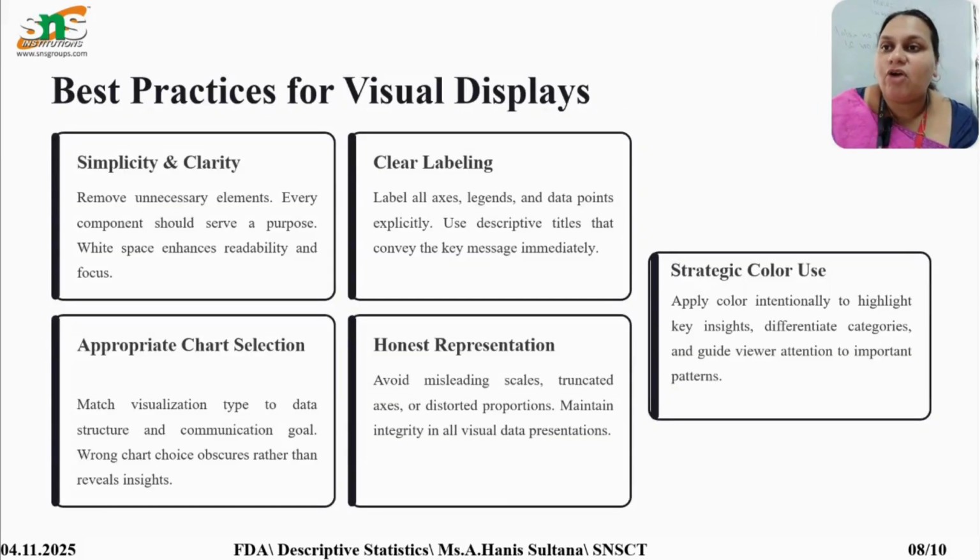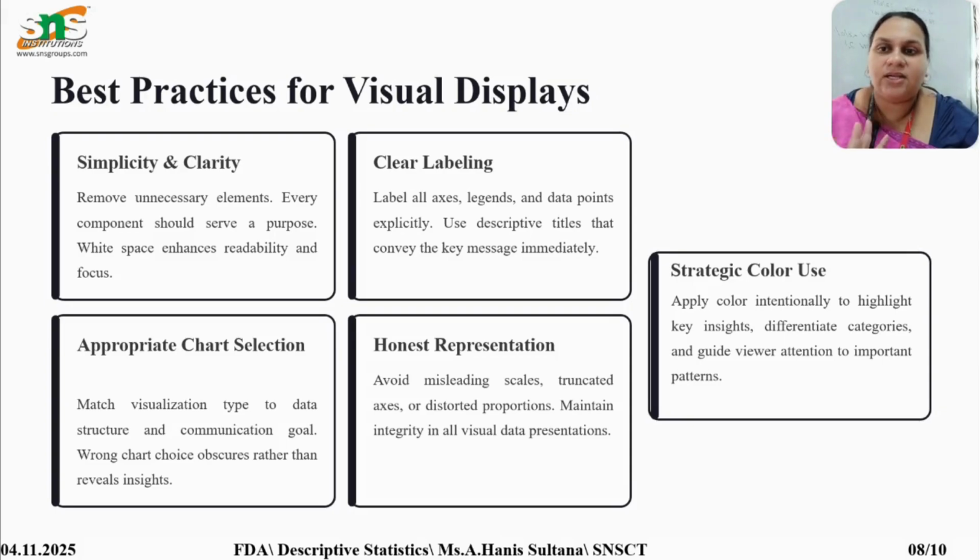So what are the best practices for visual displays? That is simplicity, clarity, and clear labeling. Suppose I am using a bar chart, so what type of variable is being used and what type of data is incorporated inside the chart, I have to label and name it clearly. The data should have strategic color usage, depending on what type of data is presented, and mild colors can be used. And for appropriate chart selection, both the charts and the tables, and the font and all the labels should have matching displays.